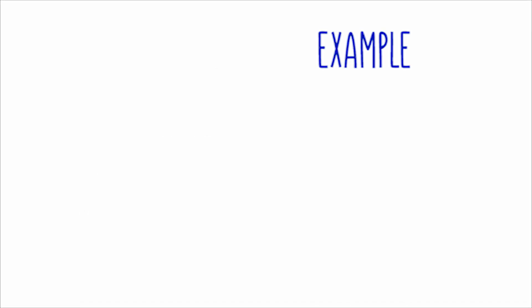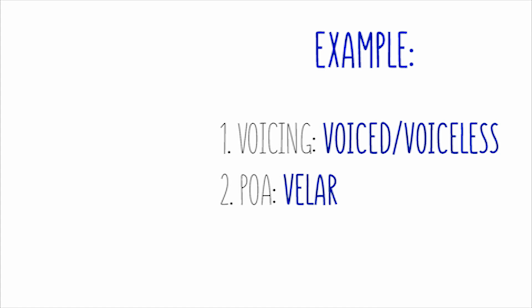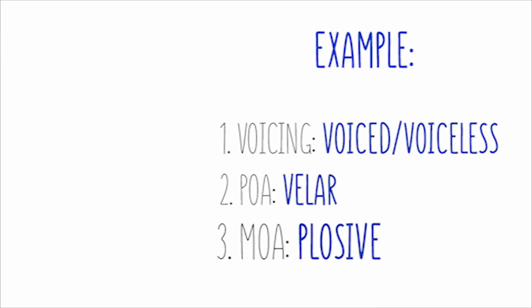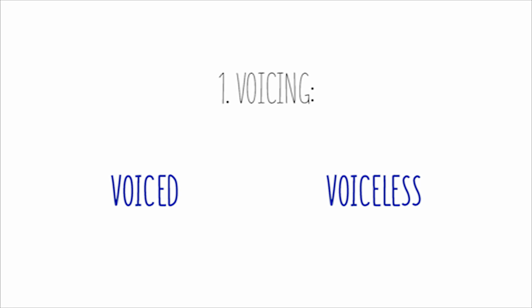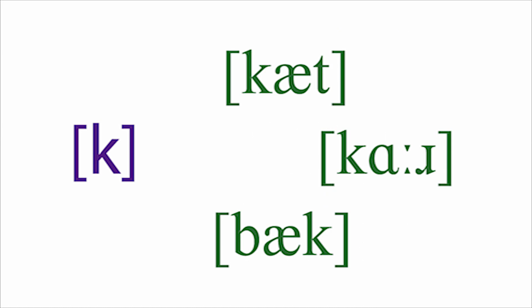I'm going to give you one example. Voicing can be either voiced or not. For place of articulation, you have a bunch of options, but I'll give you just one example: velum, velar. And then manner of articulation, which can be plosive. So choose voiced or unvoiced. If you make the choice to make it unvoiced, and the place of articulation is the velum, the soft palate, which makes it a velar sound, velar being the adjective for velum, and then it's a plosive sound, then you have the sound k, like cat, car, back.